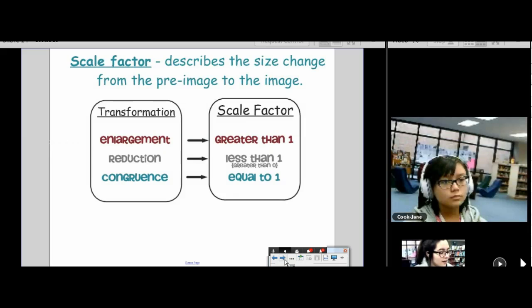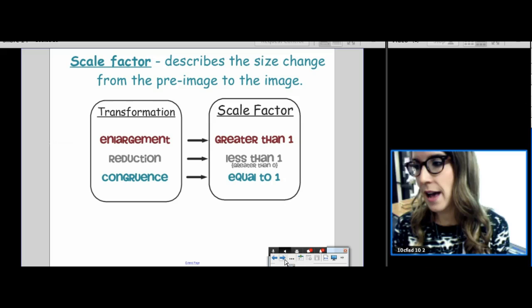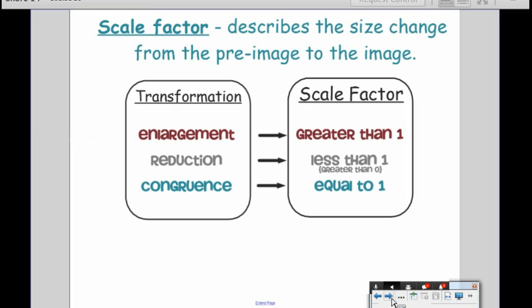Okay, moving right along. Also a reminder, don't write this down anywhere because we already went over this before the break. Just common sense. If your scale factor is greater than 1, your figure is going to get bigger. If your scale factor is less than 1, your figure is going to get smaller. And if your scale factor is equal to 1, it's called a congruence transformation.